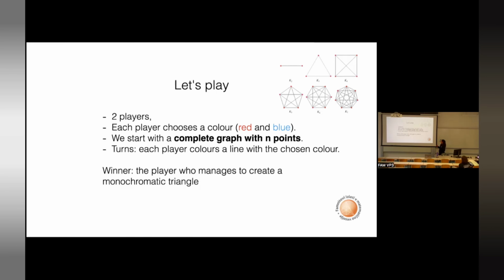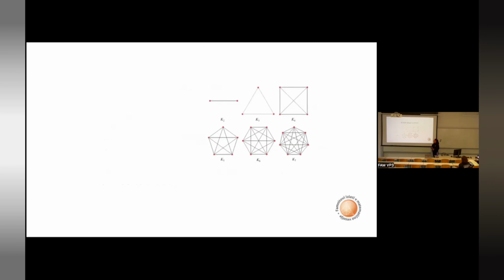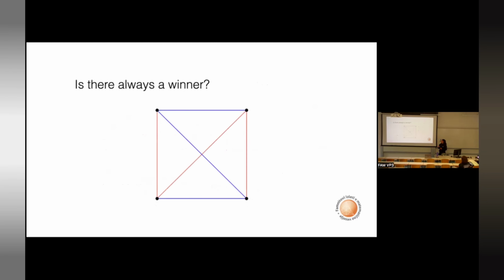Each player will color one line in one turn with their color. Who will be the winner? The player who manages to create a monochromatic triangle. So if I manage to have the red triangle or blue triangle, I will win. And the question here is, do we always have a winner? If we play, doesn't matter how big the graph is, how many points we have, 100, 20, can we always say that there will be a winner? And the answer is no.